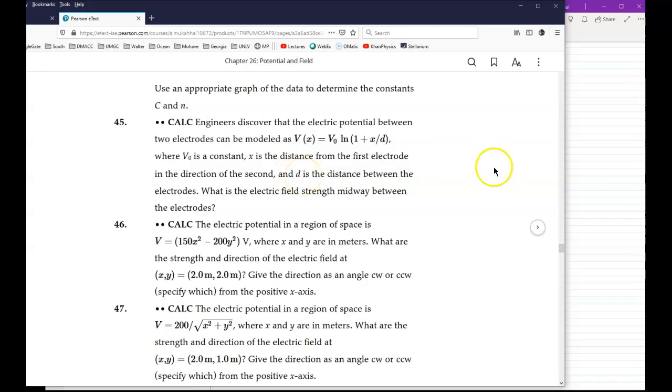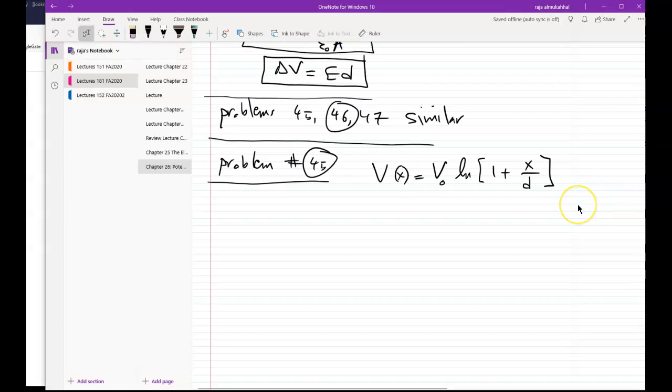Okay, so all you need to do is what? If he's asking for the electric field, just take the derivative. So we know that E is equal to negative dV dx. They call it the negative gradient. I'll come back to it in a second. Okay, there it is. All I need to do is just to take the derivative of this one.